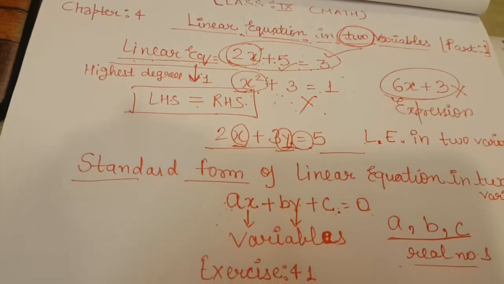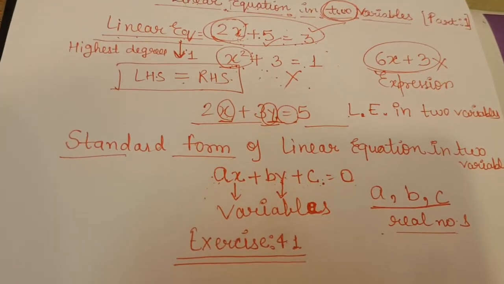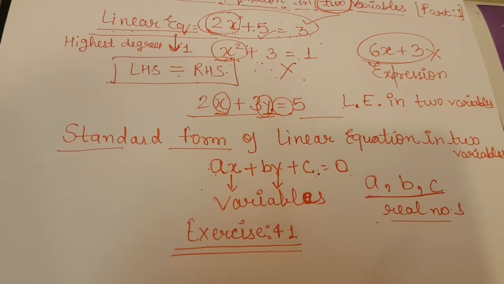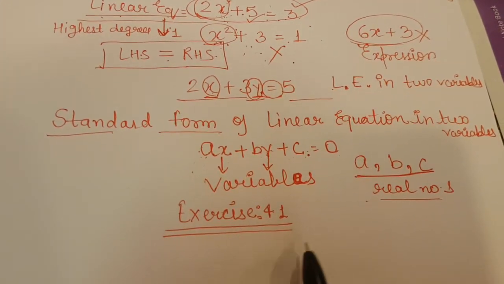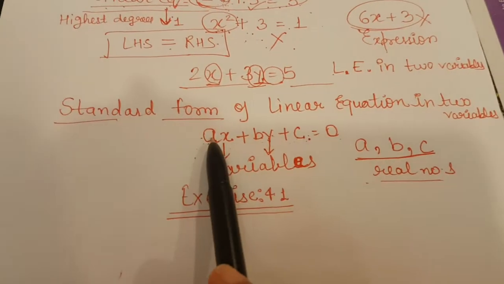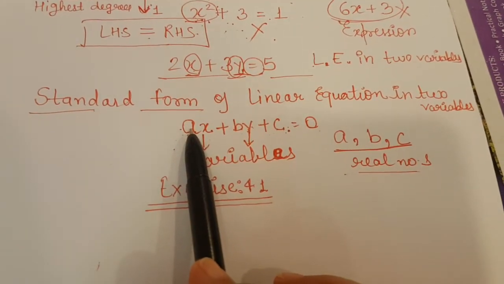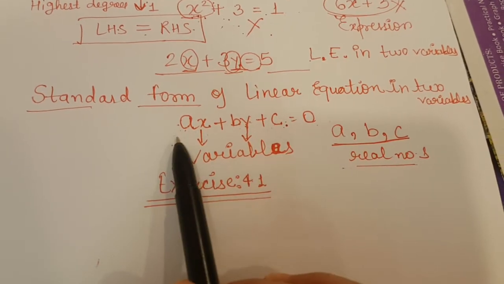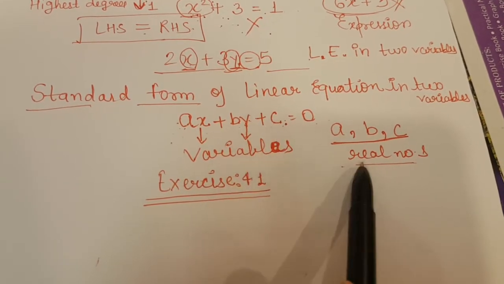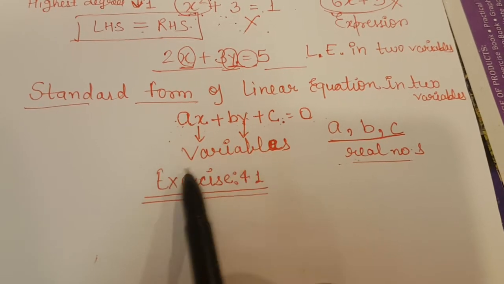Again I am showing you all this. Before starting the chapter, don't forget to write about linear equation and the standard form of linear equation. It's very very important. The standard form of the linear equation, I am again repeating, is ax plus by plus c equal to 0, where a, b and c are real numbers and x and y are variables.